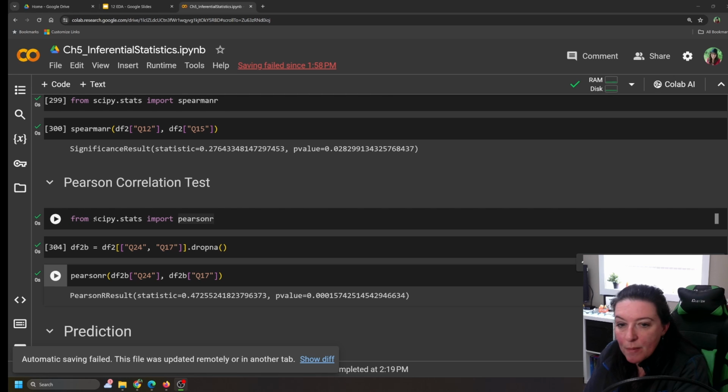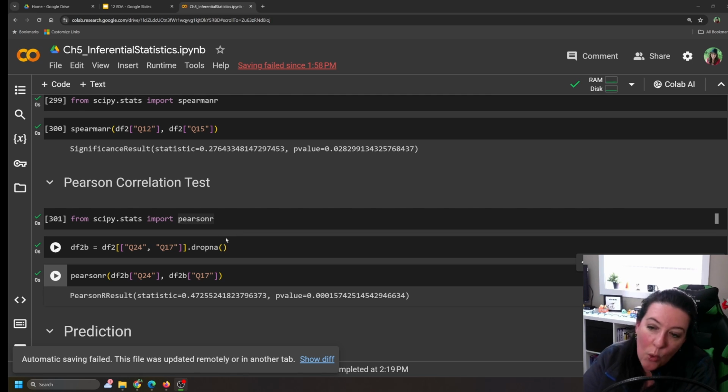To do that one, we do from scipy.stats, import pearsonr. The challenge we have is that when you are doing correlation, we need to know how people responded to question 24 and question 17. If you do have missing information, you should create a separate subset table. We're going to take DF2 and create a new table that is just question 24 and question 17, and drop anywhere there's missing information in question 17 or question 24. Want to make sure we have all of that.